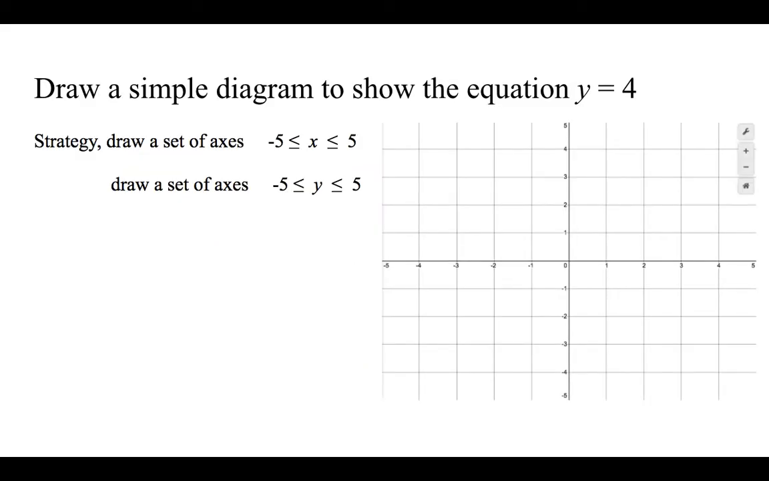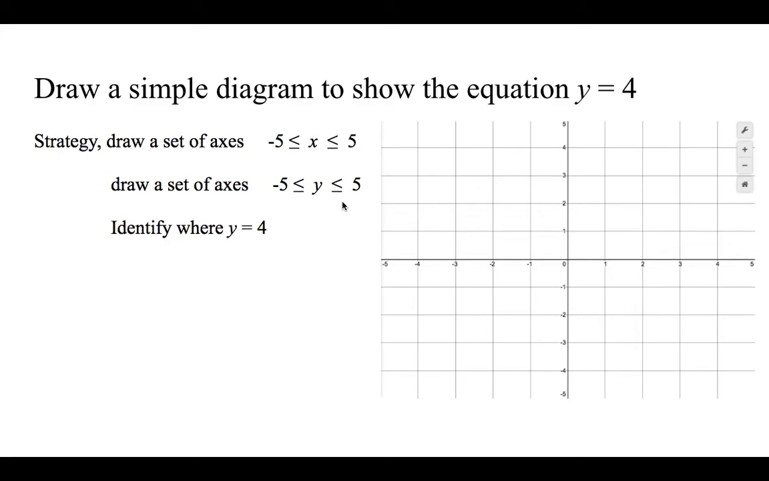Question 1 then, draw a simple diagram to show the equation y equals 4. Strategy. Draw a set of axes between -5 and 5 on the x-axis. So this is what this means here, right? Include -5 and all the x values in between -5 and 5 is represented here. And draw a set of axes -5 to 5 on the y-axis, so y is all the values from -5 to 5.